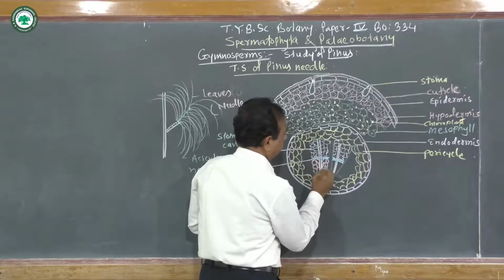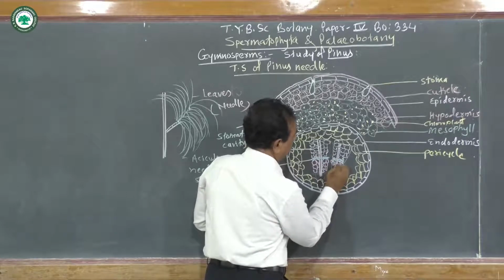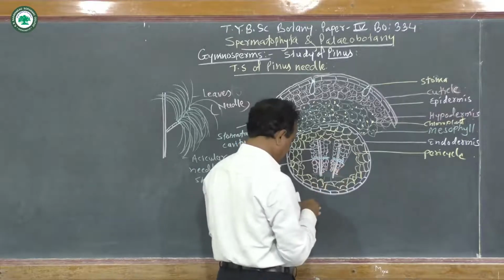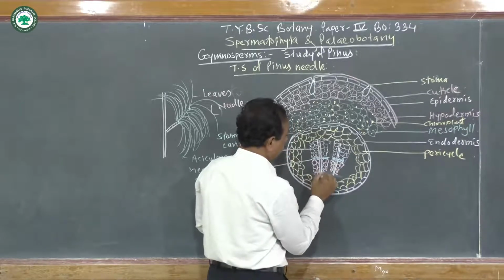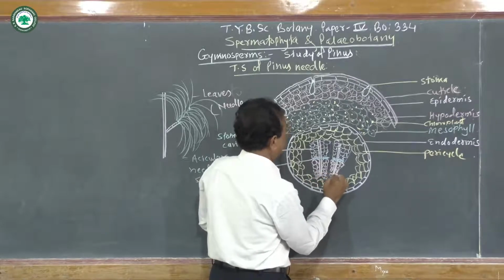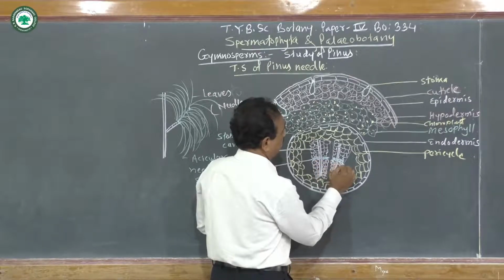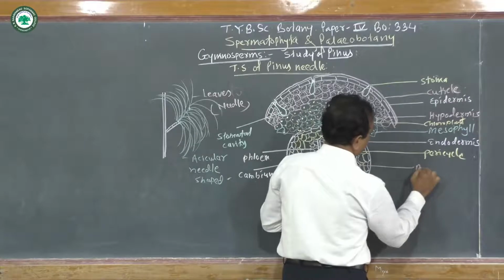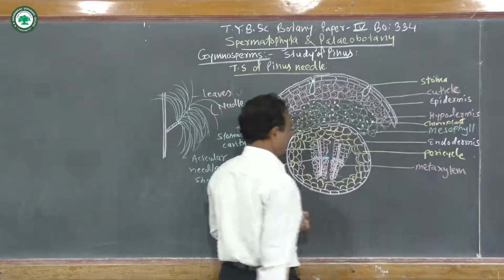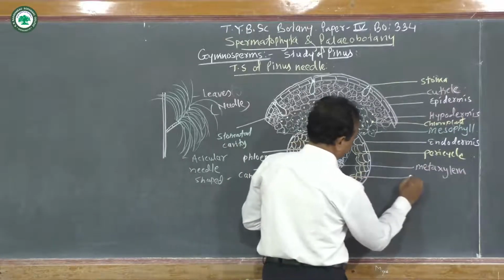This xylem shows the presence of the protoxylem, which is facing towards the inner side, and the metaxylem, which is facing towards the outer side. So this is the protoxylem and this is the metaxylem. The cells of the metaxylem are large sized, thick walled and lignified. This is the protoxylem.